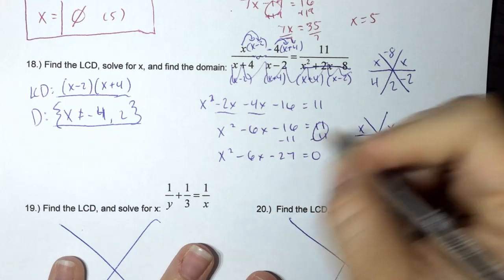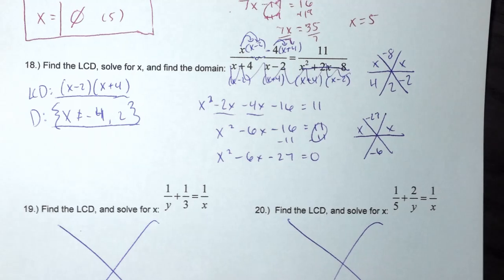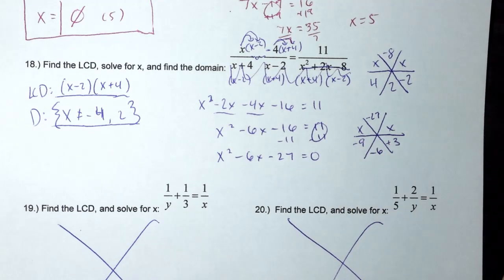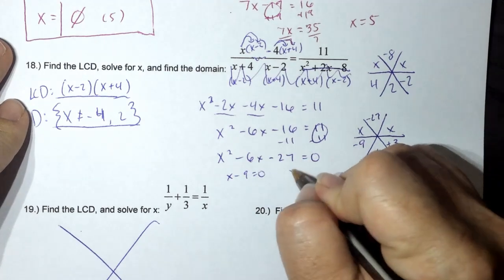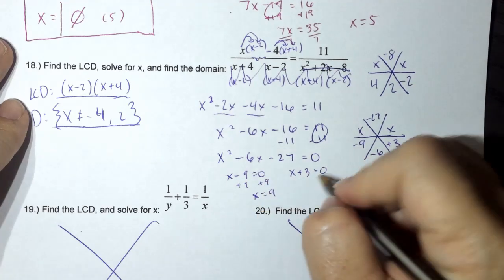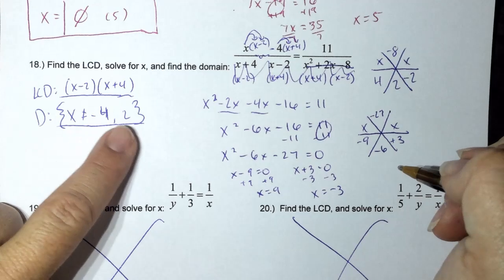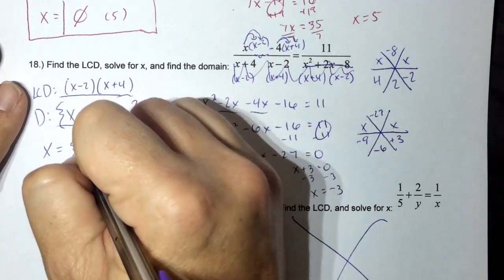B is negative 6. A times c is negative 27. So it multiplies to give me negative 27 and adds to give me negative 6. Negative 27 divided by 9. So it's going to be 9 and 3. So it's going to be negative 9, positive 3. So x minus 9 equals 0. X plus 3 equals 0. Plus 9, plus 9. X equals 9. So neither of those are listed. So I know that x equals negative 3 and 9.